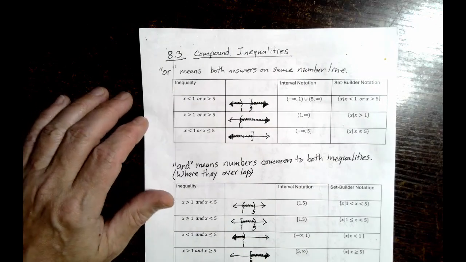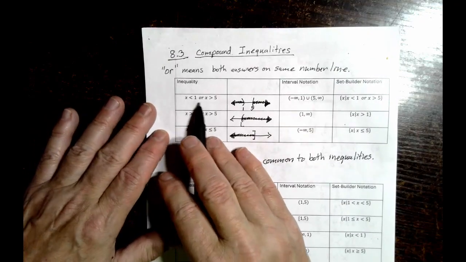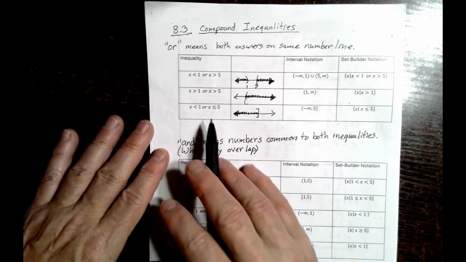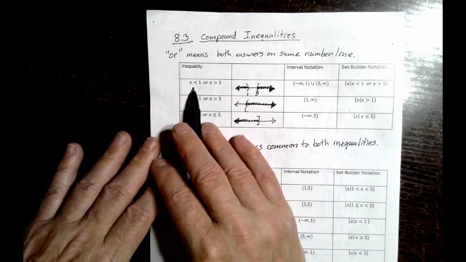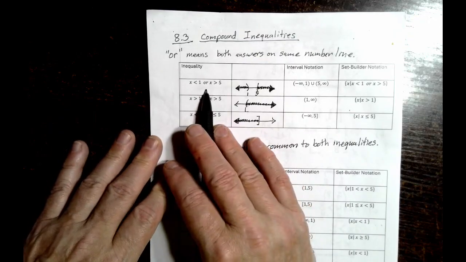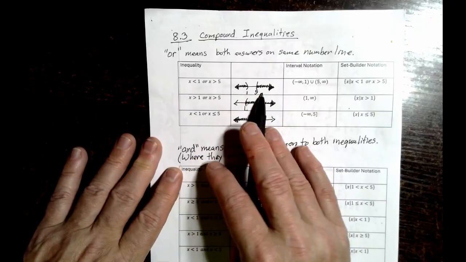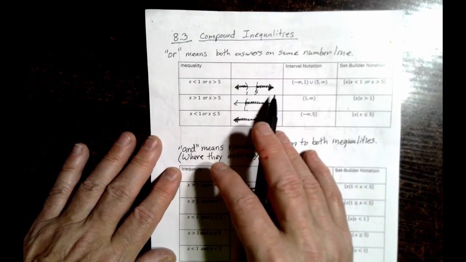Okay, in 8.3 we talk about compound inequalities. This is where you combine two different inequalities with the connecting word "or" or "and." Now, how do you tell the difference between "or" and "and"? Well, you take each individual answer, and with "or," you just draw both of them on the same number line. And whatever numbers you end up darkening in, so to speak, is your answer.